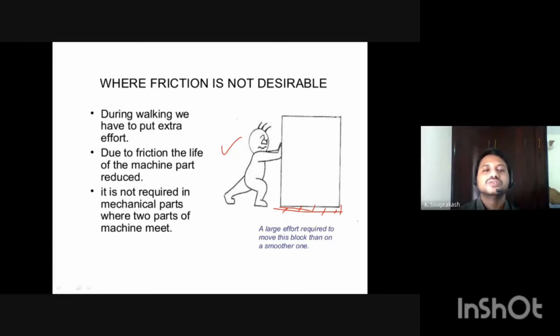Due to friction, the life of machine parts is also reduced. Why? Because machine parts are in contact with each other, so when they contact each other, friction is developed.